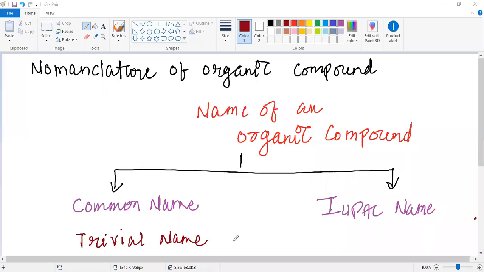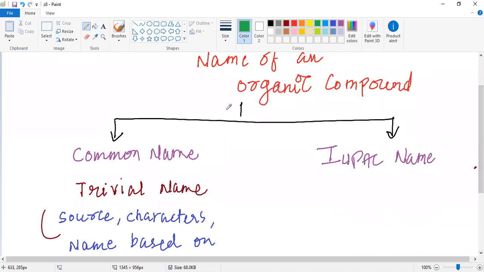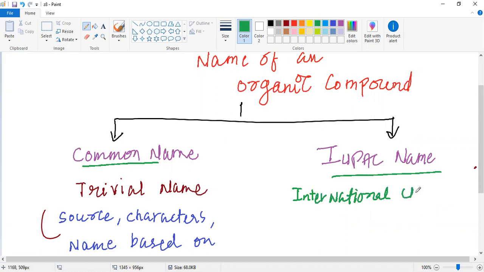Dear students, we have been studying the nomenclature of organic compounds. If you look at the names of organic compounds, we find there are two types of names. One is known as the common name, and the other is known as the IUPAC name. IUPAC stands for International Union of Pure and Applied Chemistry.